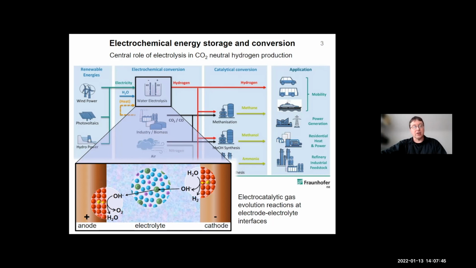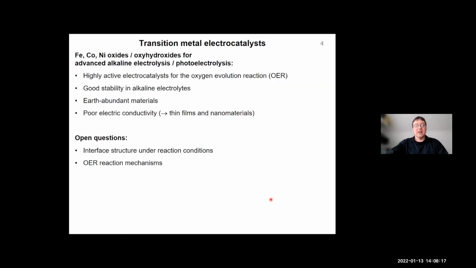These are electrocatalytic reactions at a solid liquid electrochemical interface under conditions where gas evolution occurs. There are very few surface science methods that can access such interfaces and obtain structural data, but X-ray diffraction is one of the very few ones. So that's basically the idea.